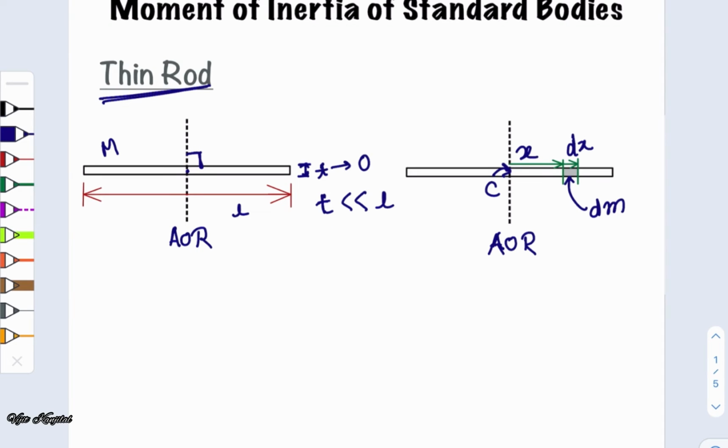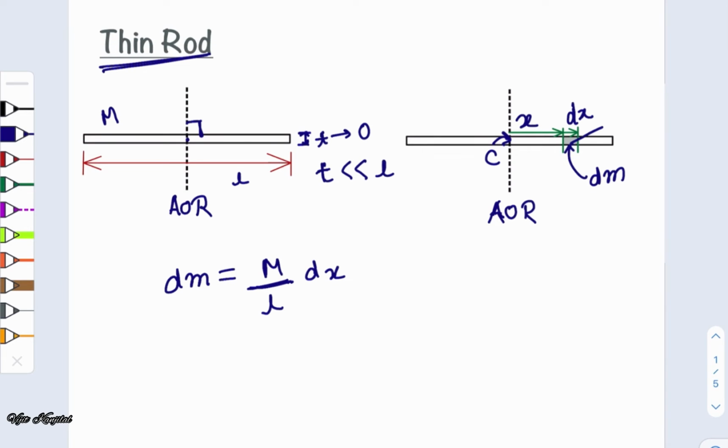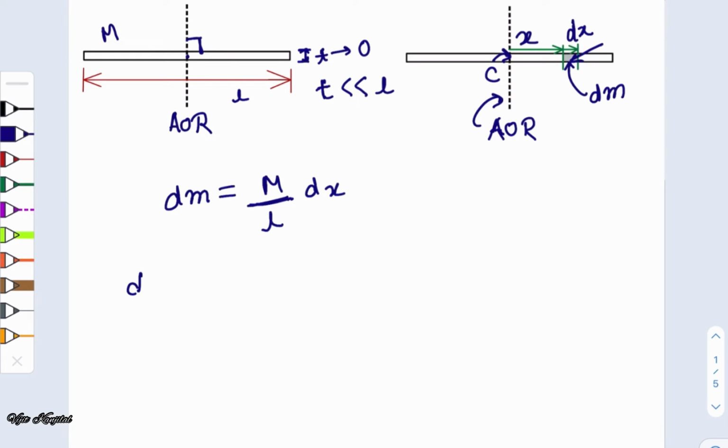So let us calculate dm. In this case, we are assuming mass is distributed uniformly over the length of the rod. So dm would be simply m by L times dx. So what is the moment of inertia of this particular element with respect to this axis of rotation? Let's call this dI, and dI would be simply dm times x square. So let us substitute the values. It would be simply m by L times x square dx.